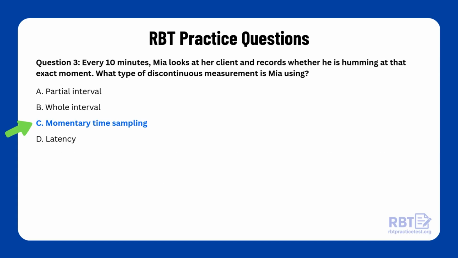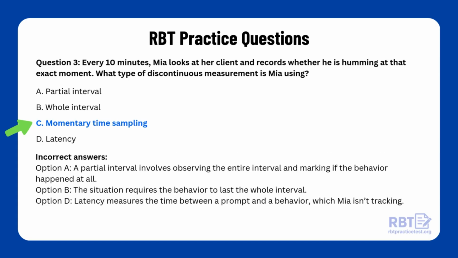Now for the wrong answers. A is wrong because a partial interval involves observing the entire interval and marking if the behavior happened at all. B requires the behavior to last the whole interval, which isn't described here. D is unrelated, as latency measures the time between a prompt and a behavior, which Mia isn't tracking. That's why momentary time sampling is the right match.